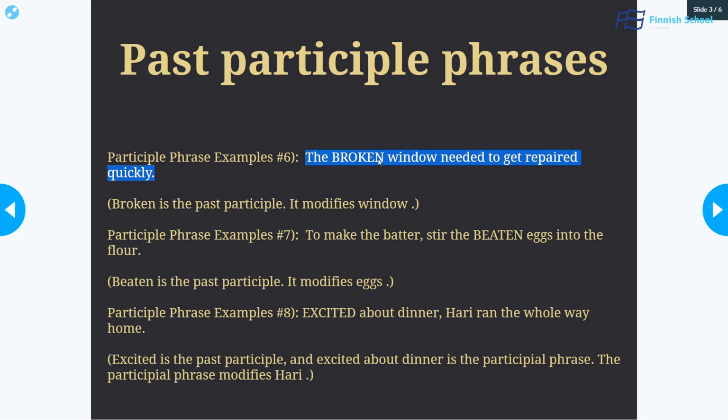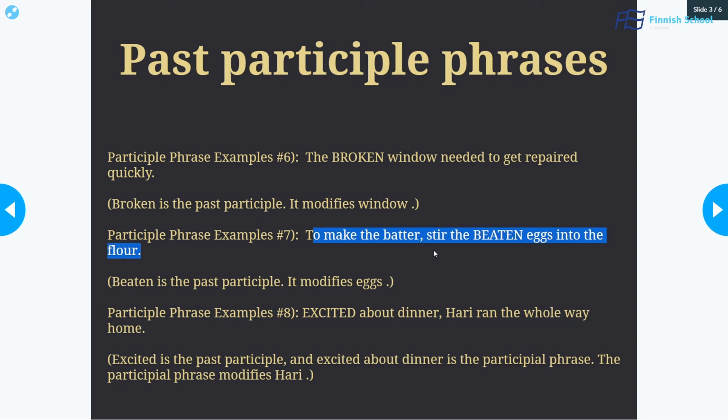We have broken, which is the participle form of the verb, which in this case acts as an adjective to describe the window. With this phrase, we know that the window is broken. Broken is the past participle and it modifies window. Let's take a look at example number 2.